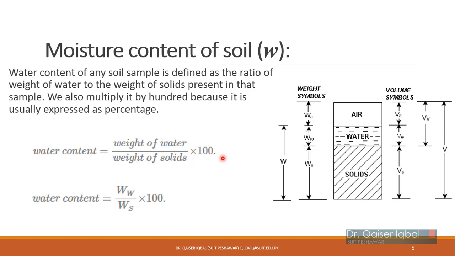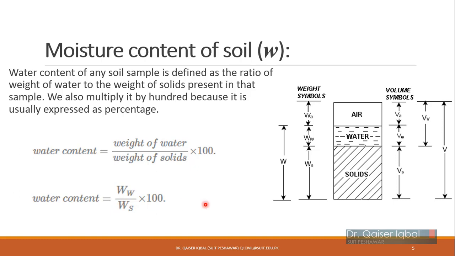So what we have over here, weight of water is calculated from here, and weight of soil solids is measured from here. If you divide weight of water by weight of solids, you get the ratio of weight of water to weight of solids. If you multiply it with 100, that will be known as water content, or commonly known as moisture content in many books as well. Symbolically it will be presented as Ww divided by Ws.